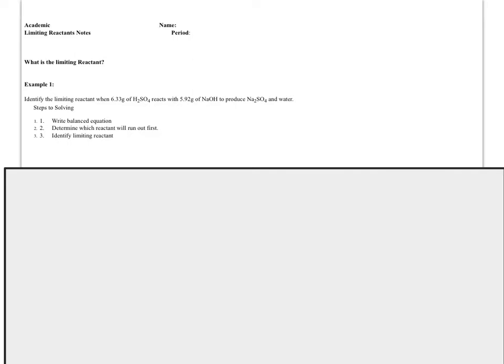First thing, when you have a balanced equation, the reactants we know are on the left side. When you mix them together and a reaction occurs, most of the time, one of the reactants will run out first. So a limiting reactant is the reactant that runs out first.